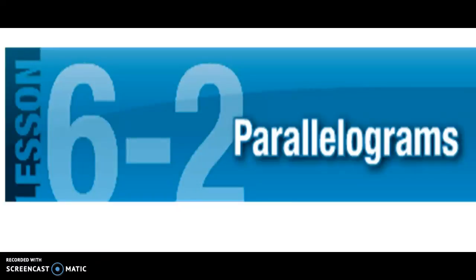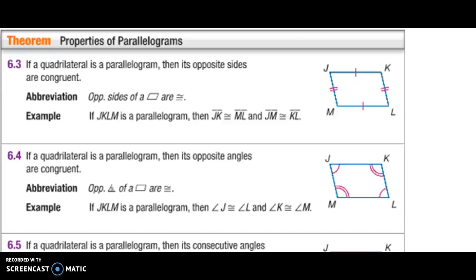Today we're going to be talking about lesson 6.2, which is on parallelograms. Now, we have a couple theorems about parallelograms. First off, theorem 6.3 says if a quadrilateral is a parallelogram, then its opposite sides are congruent. So JM and KL are both congruent, and JK and ML are both congruent, meaning they're the same length.